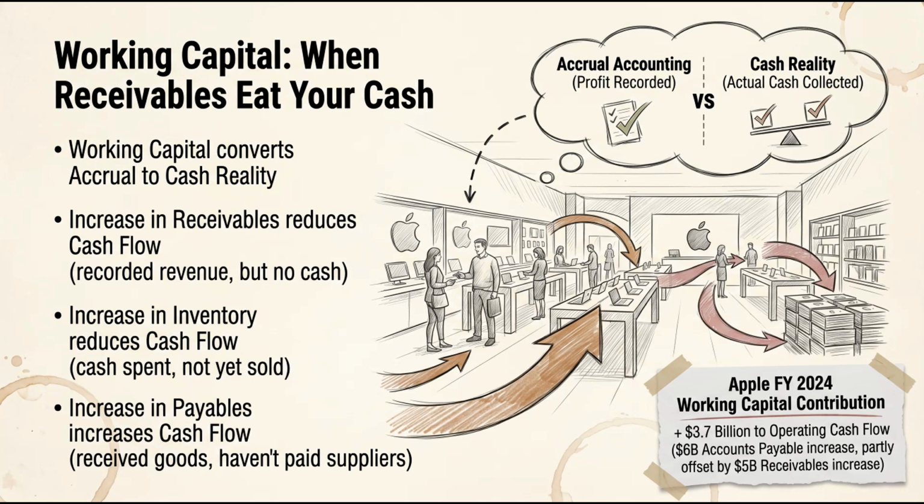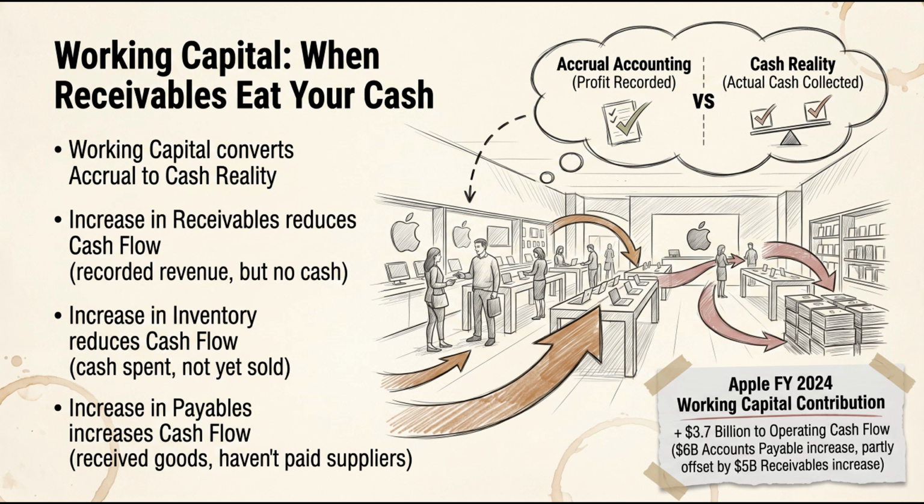Working capital adjustments are how we convert accrual-based net income into cash reality. If accounts receivable increases, it means the company recorded revenue but has not collected the cash yet, so cash flow decreases. Conversely, an increase in inventory means cash was spent on goods that are not yet sold, reducing cash flow.